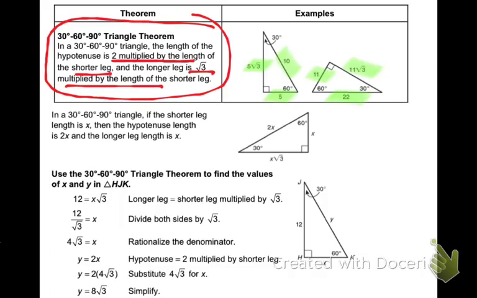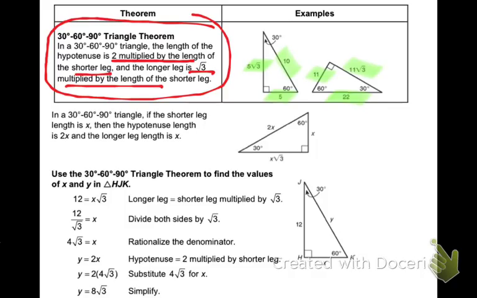On a 30, 60, 90 triangle, everything always stems from this smaller side. Notice, 5, if I take it times 2, I get my hypotenuse. 5 times 2 is 10. If I take it times the square root of 3, I get my longer side. Same is true here. I have 11. 11 times 2 is 22. 11 times square root of 3 is 11 square root of 3. That's where I get these.